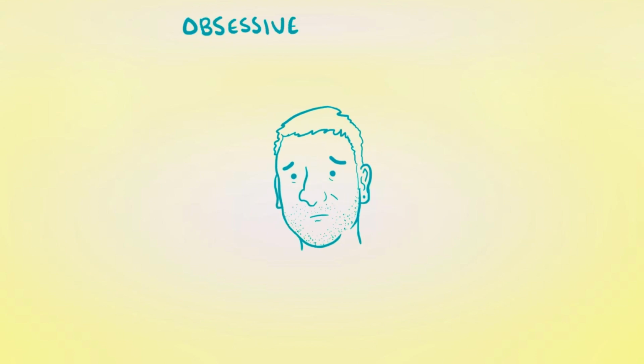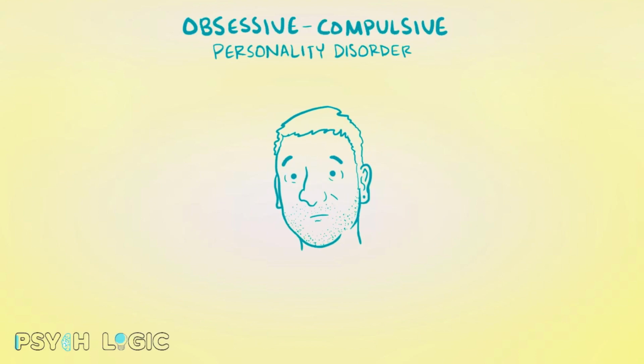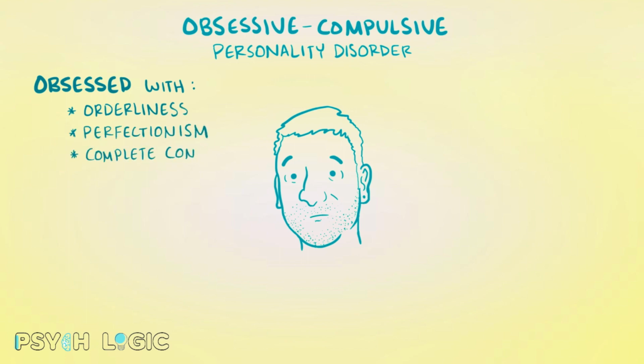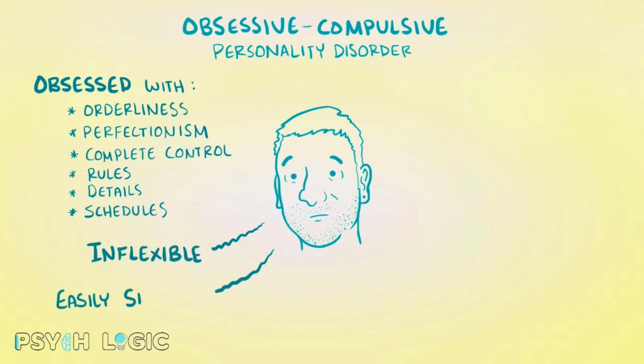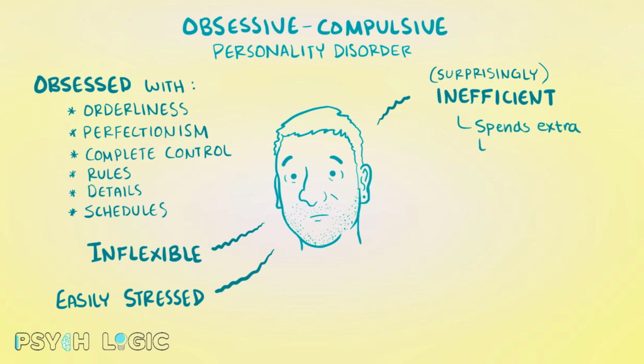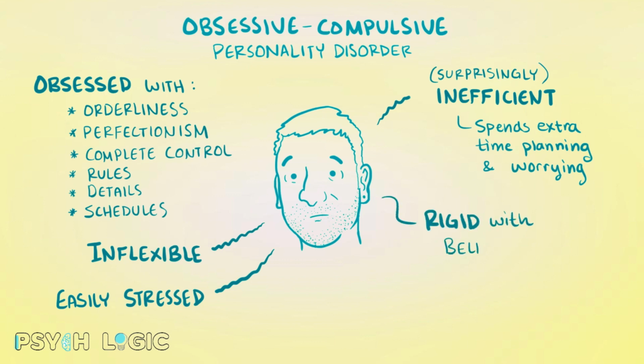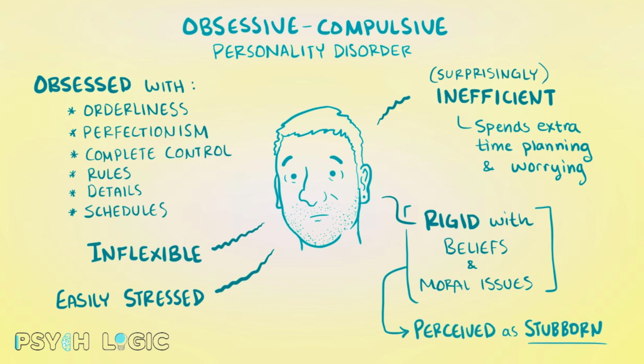Alright, so next is obsessive-compulsive personality disorder, which is where individuals are obsessed with orderliness, perfectionism, and having complete control, as well as rules, details, and schedules. While this might sound like a great set of attributes, people with this disorder are often inflexible and easily stressed, as well as being surprisingly inefficient because they spend so much extra time planning and worrying about tasks rather than simply doing them. They also tend to be very rigid when it comes to beliefs and moral issues, which leads them to be perceived as very stubborn.